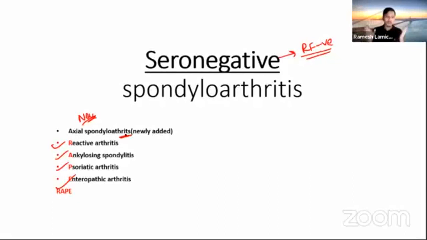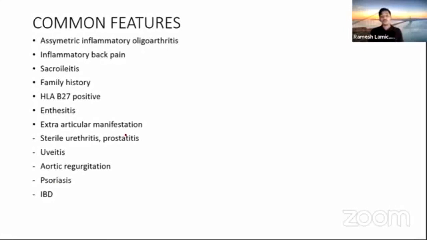So just remember, this is newly added, and you have to do the MRI for the diagnosis, right? And you can remember by the mnemonic RAP, Repte Monoarthritis. So one question is, what are the common features of the seronegative spondyloarthritis?